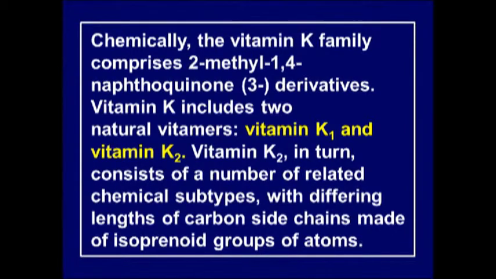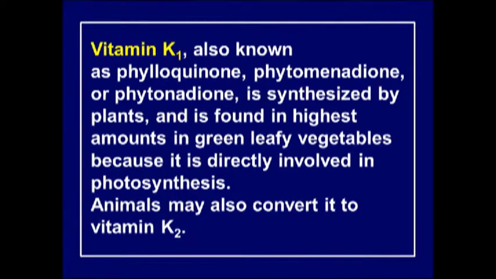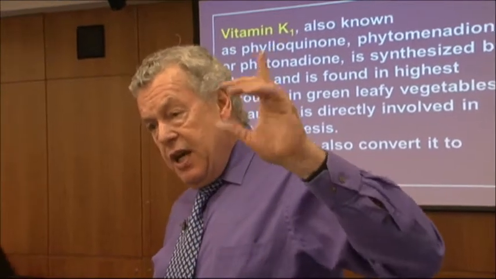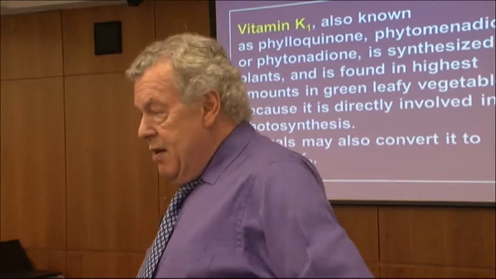Chemically, the K family include two natural forms, what are called K1 and K2. K2, in turn, consists of a number of chemical subtypes with different lengths of carbon chains. K1 is synthesized by plants, and this is found in highest amounts in leafy green vegetables because it is directly involved in photosynthesis. So this is what you get from your greens. So you eat your greens, you get your K1. Animals may also convert it to K2, and this is the pathway that I can't really find anything on, of how do we do that. But we do know that K2 is produced by bacterial fermentation. So we produce it to some extent in our guts, providing you have the right bacteria in your gut to begin with. Now, Jill talked about that with biotin.